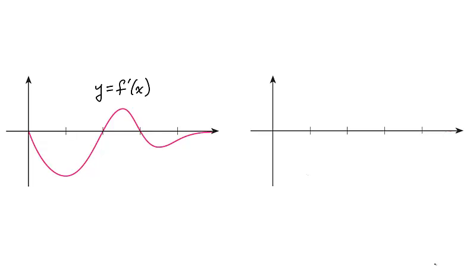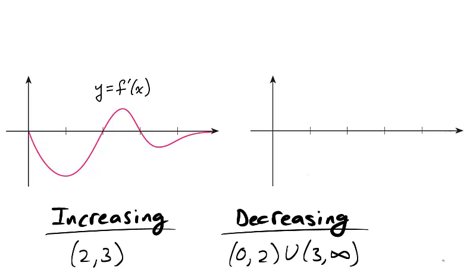We analyze this graph with the knowledge of Chapter 3 at our disposal. We see that the roots of the derivative at x equals 2 and x equals 3 are where the function has a horizontal tangent line. These roots divide the domain into intervals on which f is increasing or decreasing. As the derivative is positive between 2 and 3, the function is increasing on that interval. As the derivative is negative between 0 and 2, and then again after 3, the function is decreasing on these intervals.